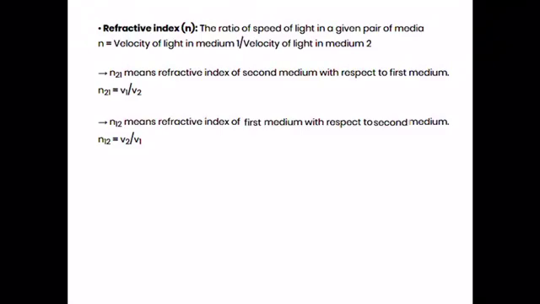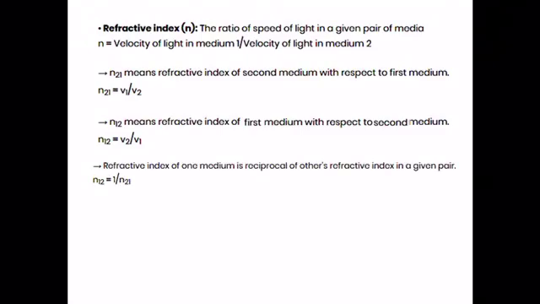Then the relation will be n21, which means refractive index of second medium with respect to first medium, is v1 by v2. Another relation, opposite, refractive index of first medium with respect to second medium is v2 by v1. Thus we have got two relations. Refractive index of one medium is always the reciprocal of the refractive index of the second medium.